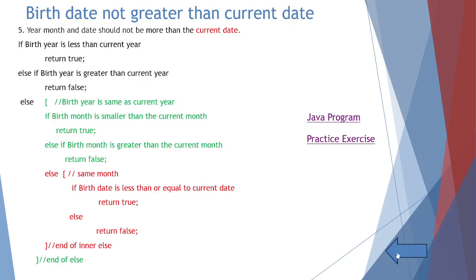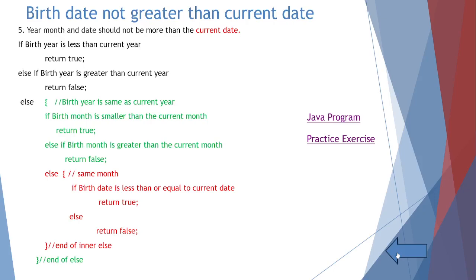Then birth date not greater than current date. Very important. So the statements in black color talk about, first of all, year. If birth year less than, else if birth year greater than current year, else birth year is same as current year. So if birth year is less than current year, return true. Let's assume the current year is 2024 and the birth year is 2023. That is, 2023 is less than current year, so return true, no problems.